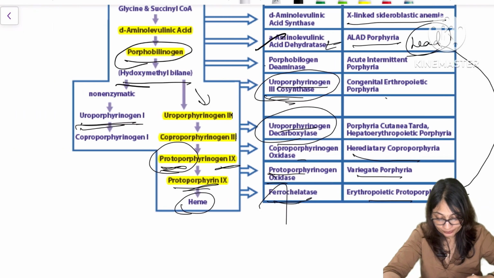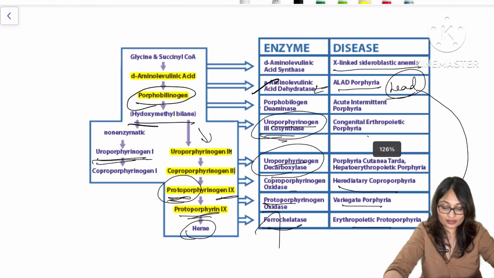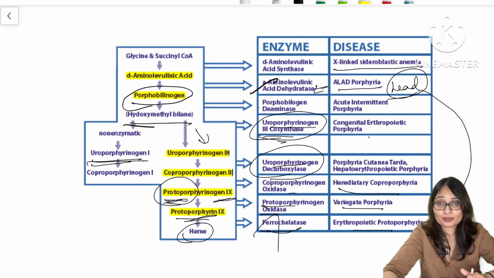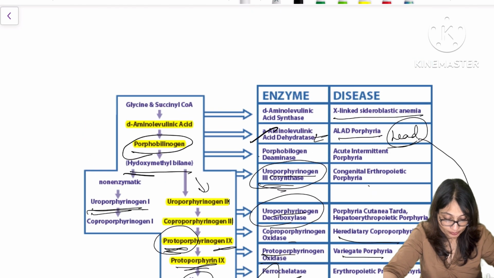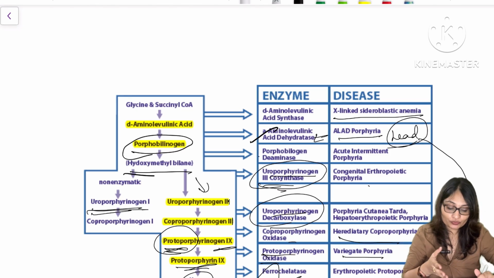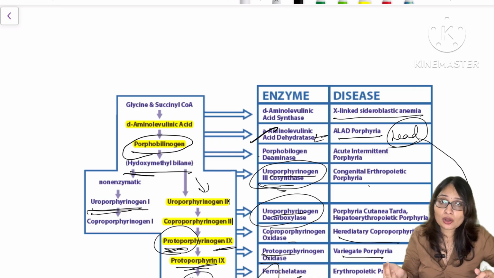So this is a series of reactions which you have to remember, and the diseases again you'll have to remember. Most of the enzymes are easy to remember if you remember the sequence of reactions here, because most of the enzymes are named after the substrates on which they act.